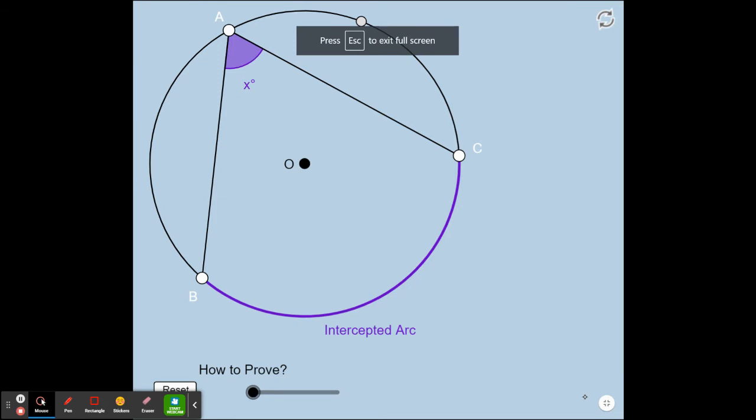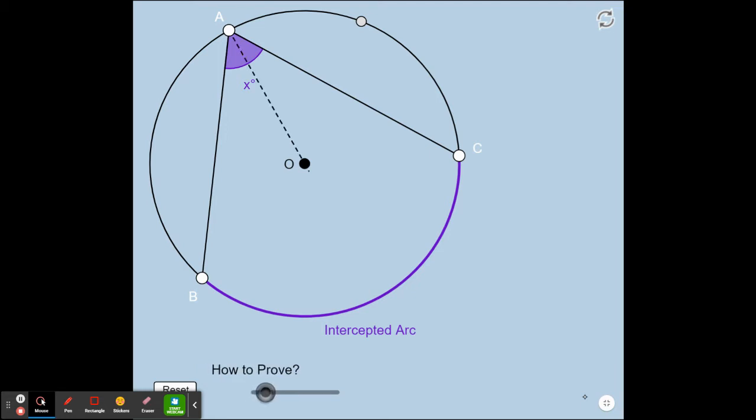So this one, I have an inscribed angle. Neither chord is the diameter, right? So I still know that if this is 80, this is 40, right? It's half the measure. I'm telling you that, but let's see how it's true. We still want to somehow get a central angle. Okay, so let's go ahead and draw in the diameter.